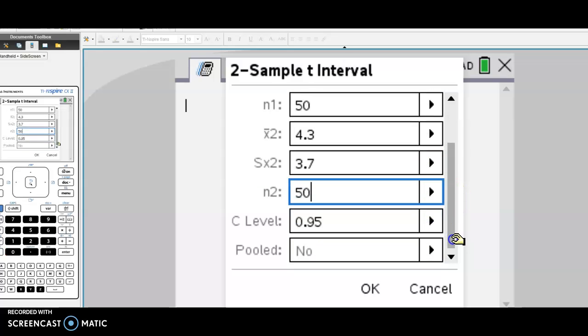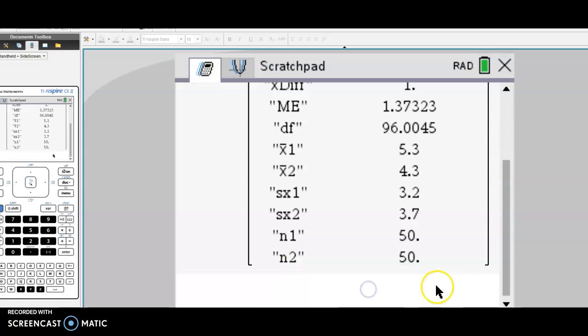Next, we're going to go down here. Our confidence level was 95%. And this pooled, we're going to ignore it. We're just going to say no. We're going to hit OK. And I get my same summary statistics.